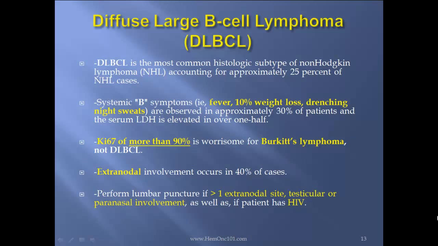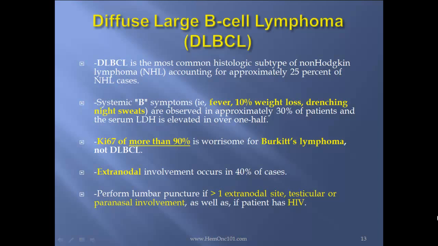Diffuse large B-cell lymphoma is the most common histologic subtype of non-Hodgkin's lymphoma, accounting for approximately 25% of non-Hodgkin's cases. Systemic B symptoms, which are fever, 10% weight loss, and drenching night sweats, are observed in approximately 30% of patients, and serum LDH is elevated in over half. Ki-67 of more than 90% is worrisome for Burkitt's, not diffuse large B-cell. Extranodal involvement occurs in 40% of cases.